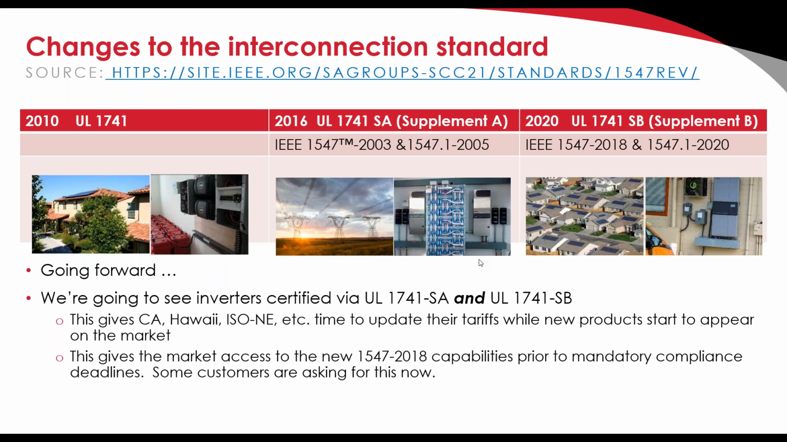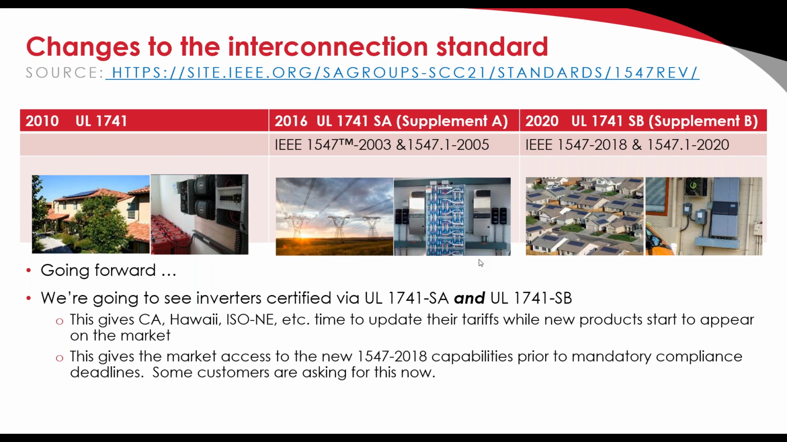Okay, so what are the changes that we're seeing to the interconnection standard? Well, again, 1741 was introduced in 2010. Fast forward to 2016. SA, or Supplement A, which carried with it references to IEEE 1547, the Grid Interconnection Standard 2003 edition, and then the test standard released 2 years later, the 1547.1, requiring grid interconnectivity, requiring ride-through and that sort of thing.